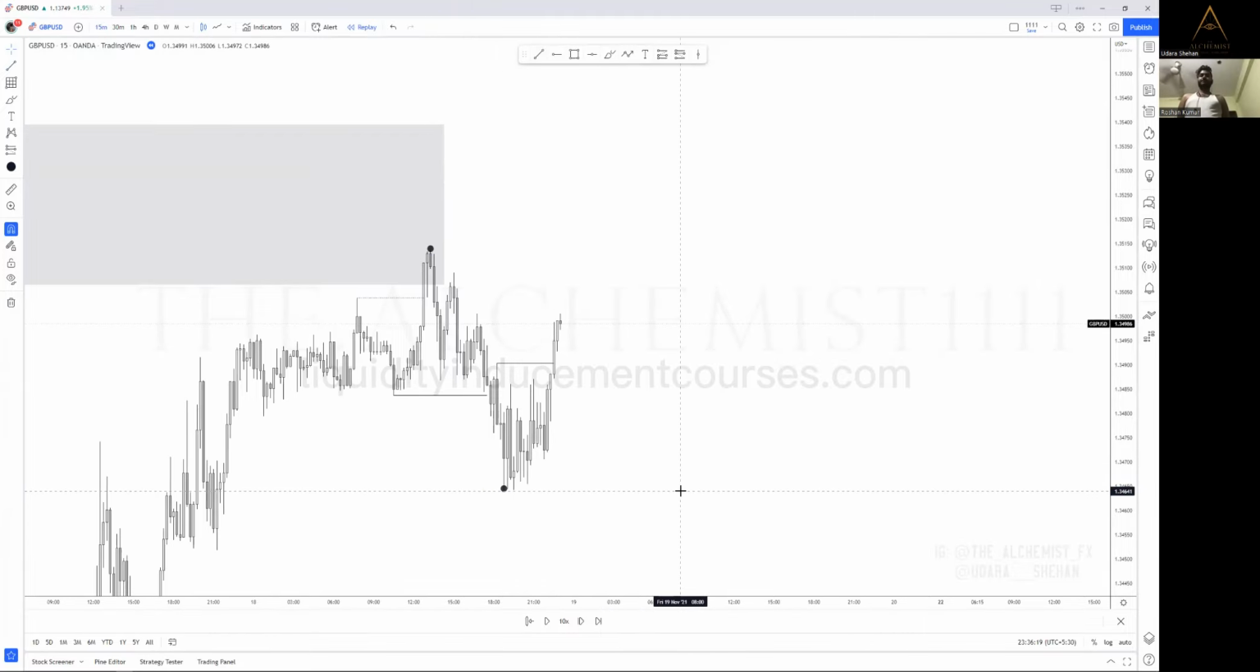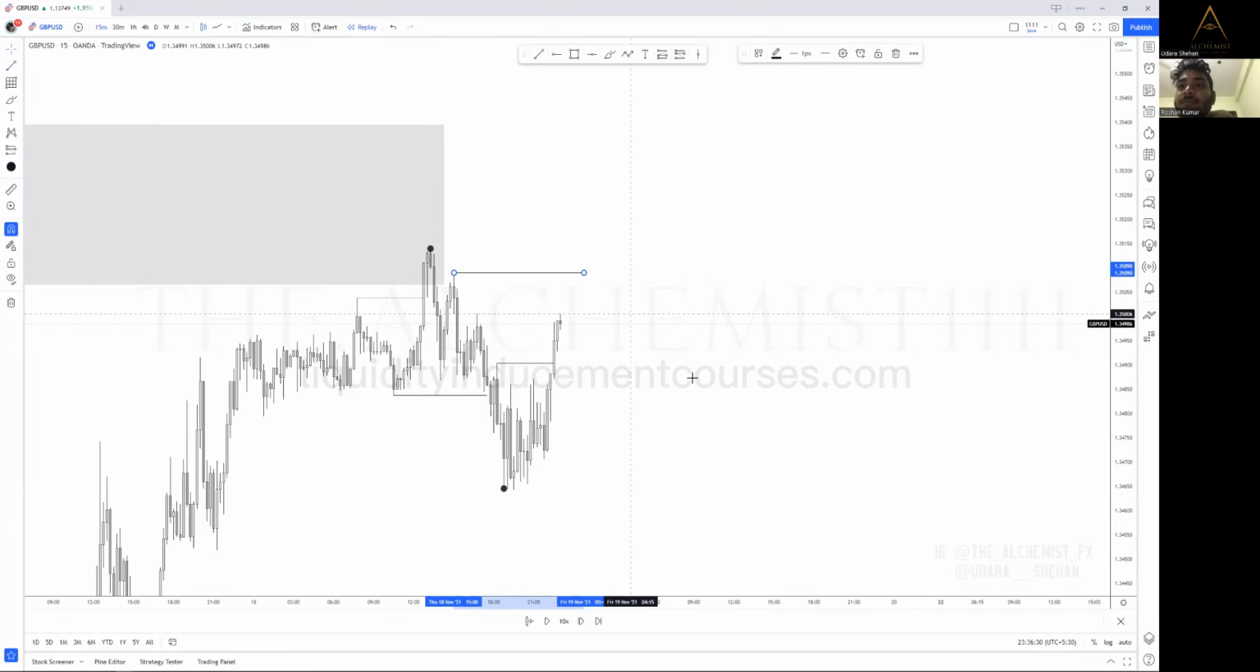So now can you show me the setup already? Why is price moving up? That is to take out the internal range liquidity. So what's your internal range liquidity? Swing high, swing high. Mark that out. Can you understand that? Two swing highs. So above that, what do you look for?